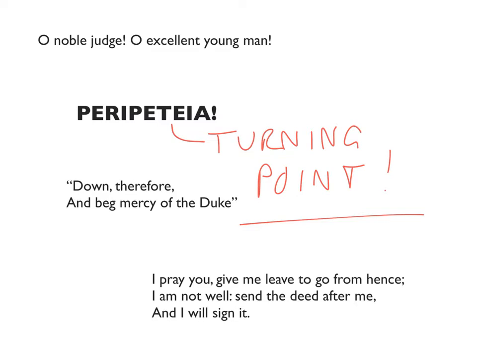The effect this has on Shylock is clear from his language at the very end. We remember previously how he was a very articulate character, able to argue in long, elaborate speeches. However, his sentences become much shorter, and he ends with, "I pray you, give me leave to go from hence. I am not well. Send the deed after me, and I will sign it." He leaves quietly.